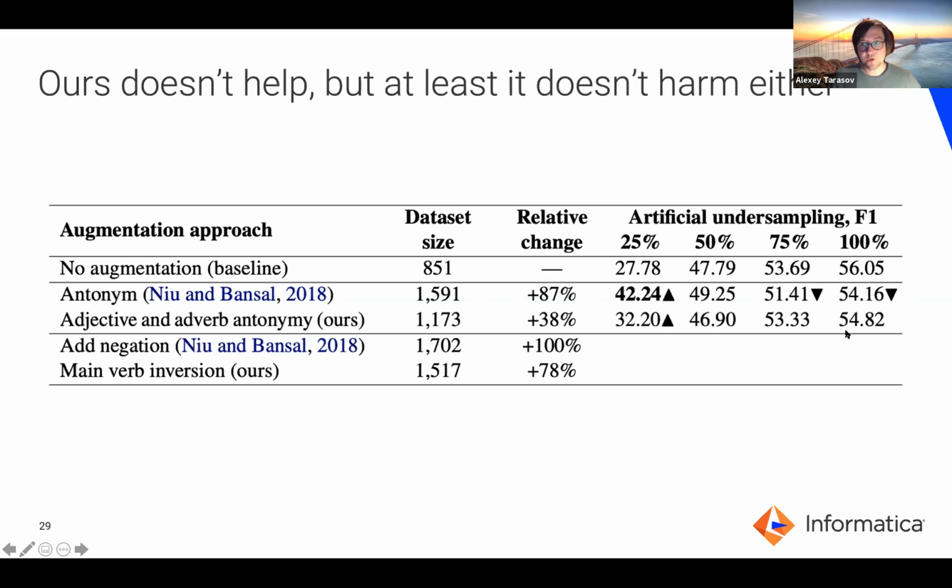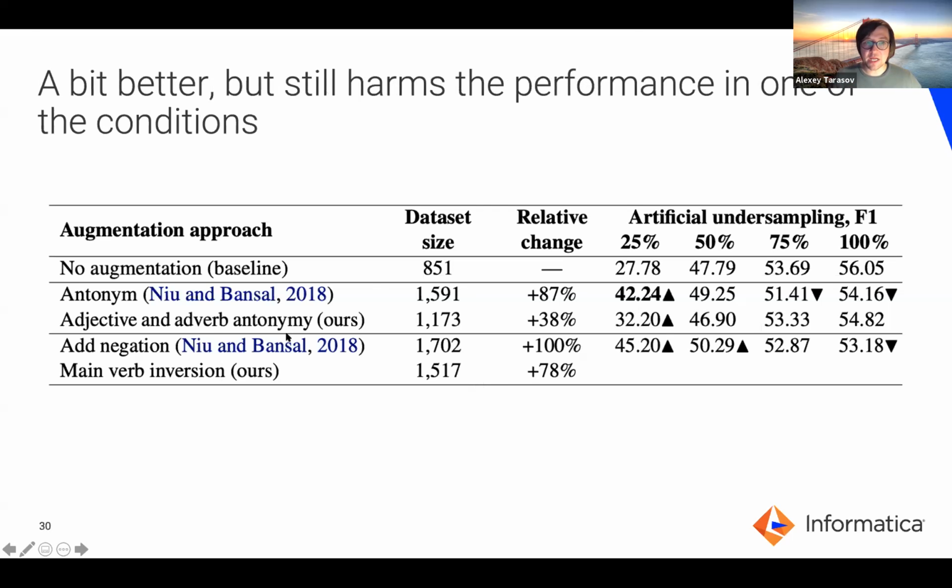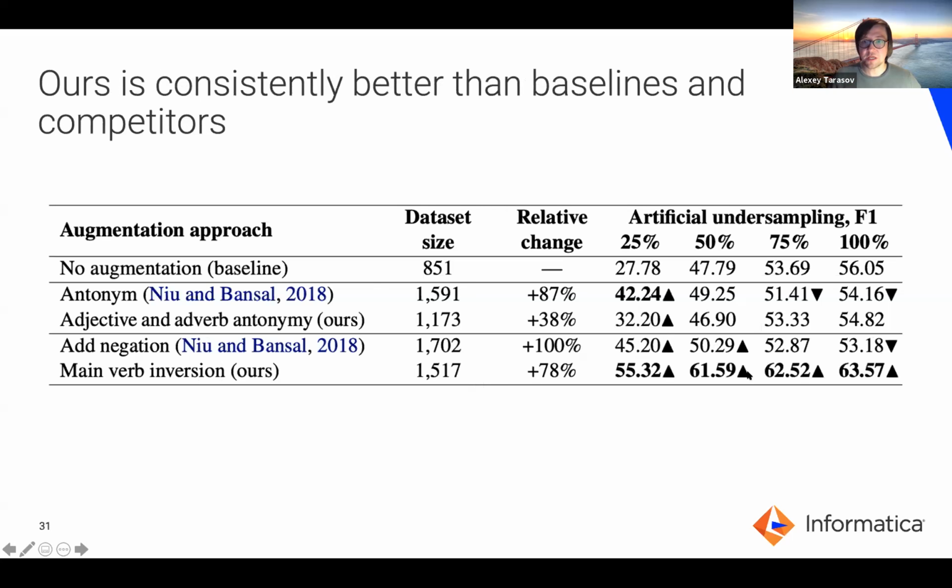Our approach, at least, didn't damage. It didn't really improve much except in this 25% case, and it was actually worse than this crazy Neo and Banso approach. So again, it's not very consistent. It's not something that we can use and recommend. But with negation, it was a bit better. Neo and Banso's negation was better in 2 scenarios and worse in the full data set, while ours was better than the baseline in all 4, and significantly better than add negation by Neo and Banso as well.